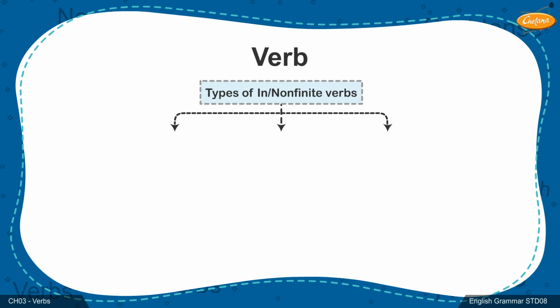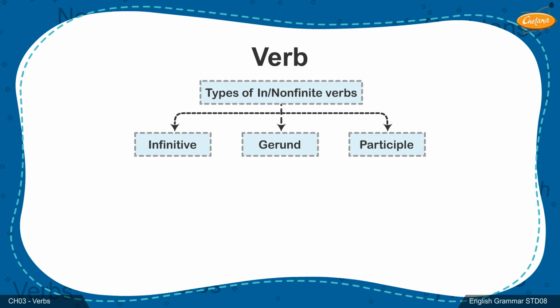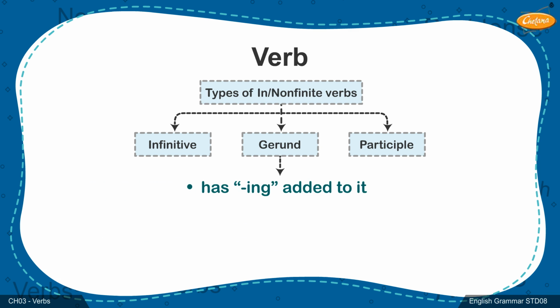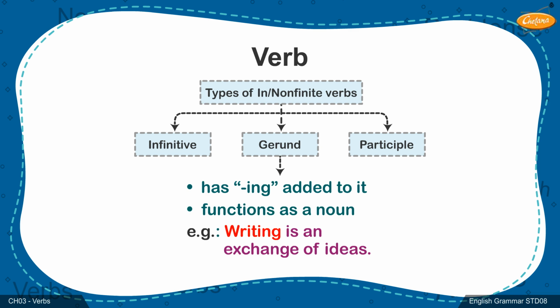Non-finite verbs are of three types: the infinitive, the gerund, and the participle. The infinitive form of the verb is the easiest to spot. It is simply to plus verb. Here is an example. I am not afraid to speak the truth. A gerund is when a verb has ing added to it and it functions as a noun. Here is an example. Writing is an exchange of ideas, where writing is used as a noun having ing in the end.